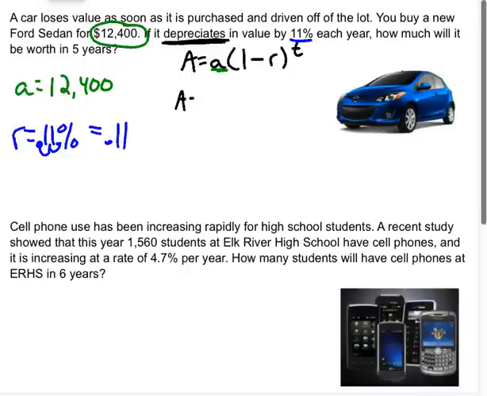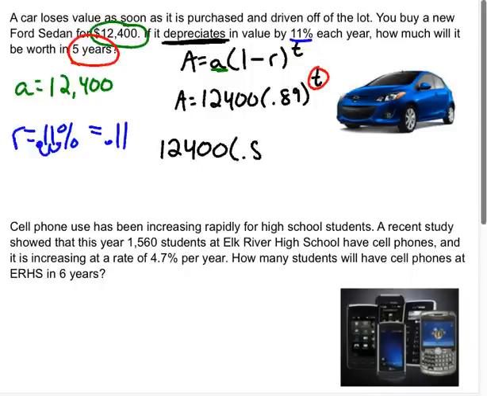So since you have that, let's plug it in. 1 minus 0.11 is going to give me 0.89. So this is my model. That's how I can model the value of this car. So let's take a look though. There's one last piece. The real question is, how much will it be worth in 5 years? So that time frame goes in for T. So what we're looking for is actually this value right here.